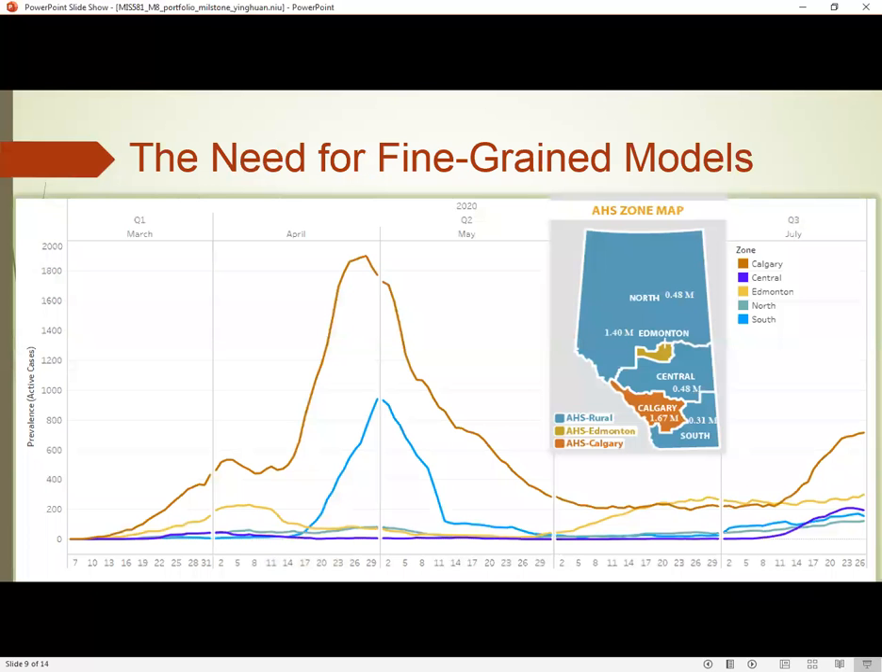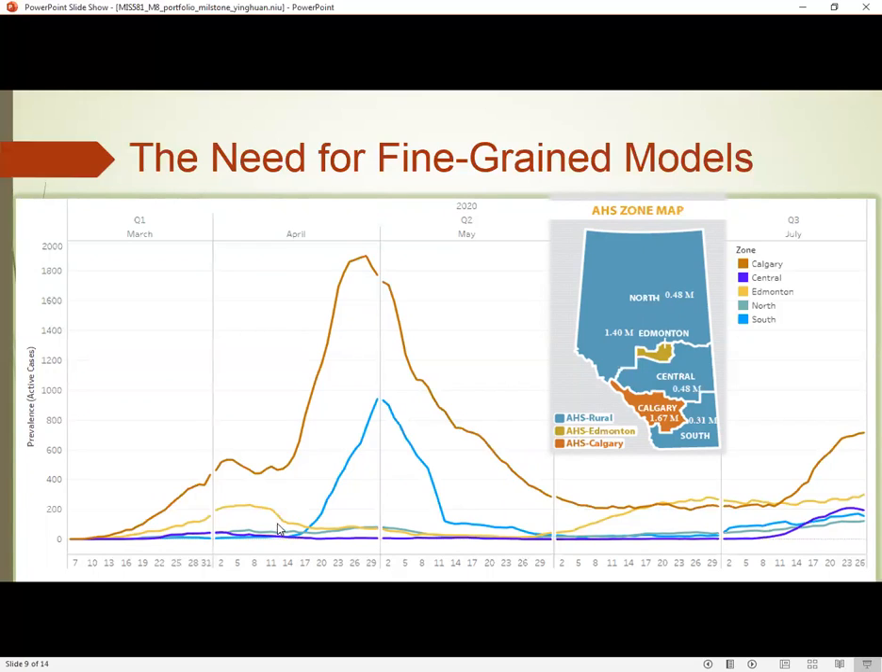Before we present the projection, we first introduce the need for fine-grained models for each Alberta region instead of just one model for the whole province. Let's take a look at the province time series graph. We can see Calgary always had the most active cases in the province, and its cumulative cases accounted for more than 60% of the cases in the province.